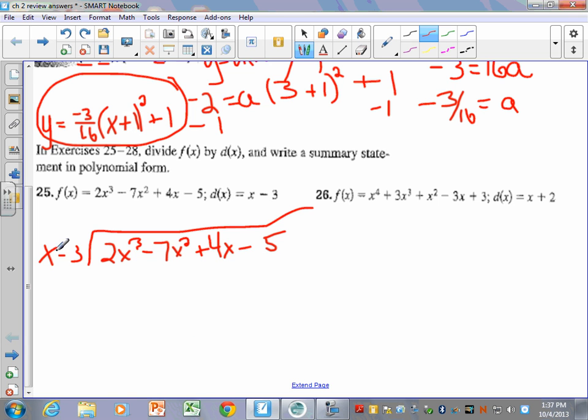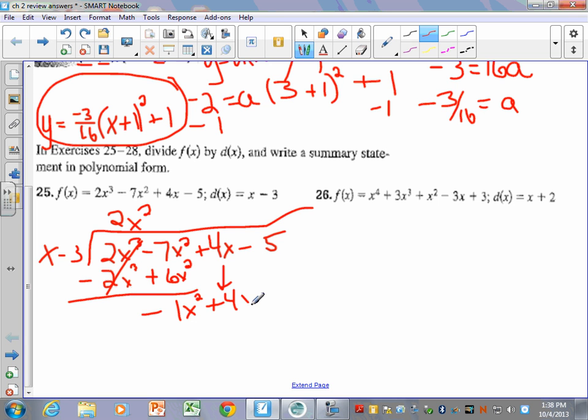So what do you multiply x by to get 2x cubed? You get 2x squared. You multiply that down here, and you get 2x cubed minus 6x squared. The biggest mistake on this is subtraction. I put my subtraction sign all the way through, so I would get negative 1x squared, bring down my other number, which is plus 4x.